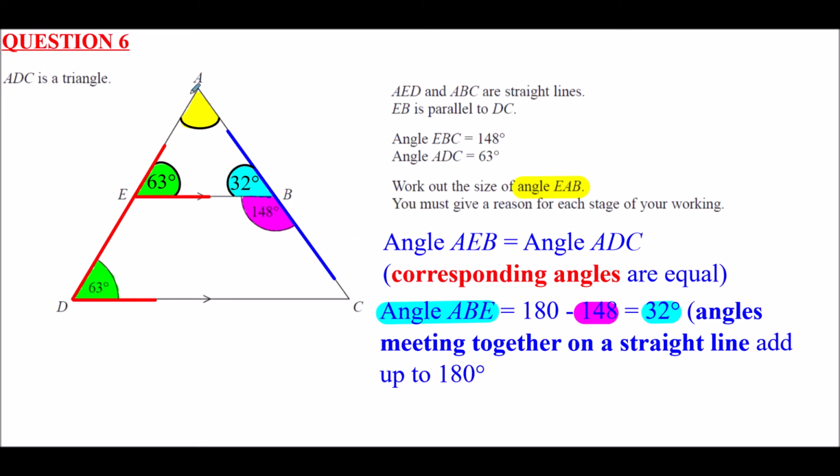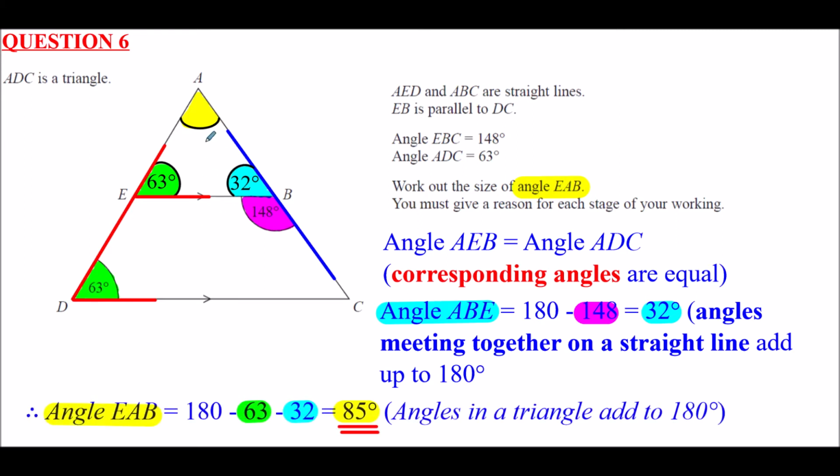Now we can just zone in on this top bit, the triangle. Angles in a triangle add up to 180, so we can use that to work out the answer. Angle EAB will be 180 minus that one, which gives 85 degrees, and again tell the examiner what you did and what you knew to do that. The reason again here, angles in a triangle add to 180 degrees.